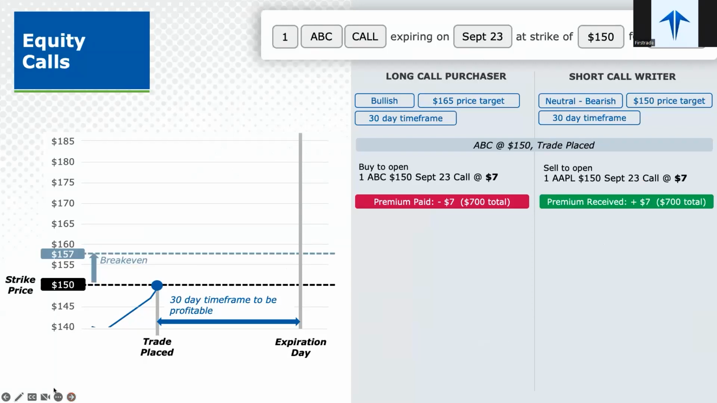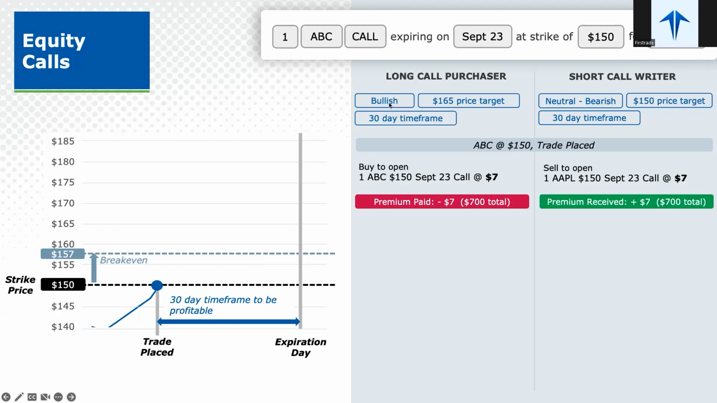Still have the same exact option. So we're just looking at one ABC call expiring September 23rd at a strike of 150 for $7 per share. So 700 total. We've got a long call purchaser and a short call writer. Writer also means sold. So when we say long call, we say we purchased the right to buy. Short call is we sold the right to buy.